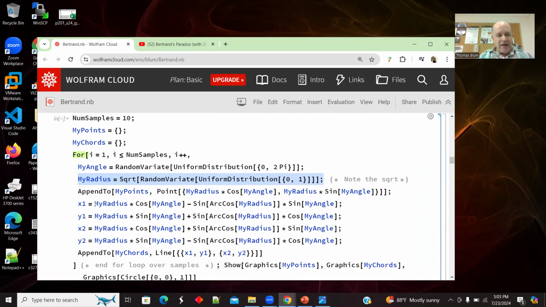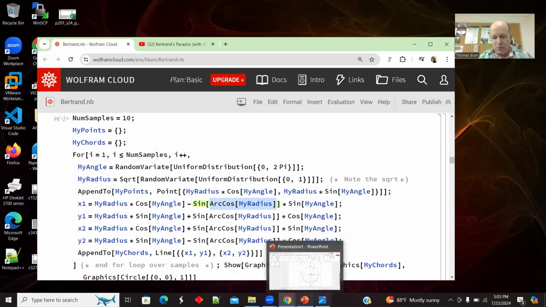Before I rotate, my x's are my radius, and my y's are the sine of the arc cosine of my radius. Down below, I show that simplifies, and I didn't simplify it, so probably making Mathematica work harder than I need to. But where was that picture again?